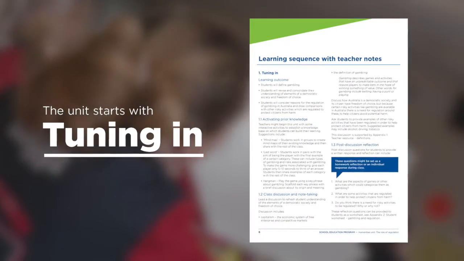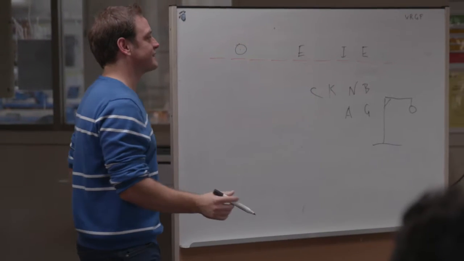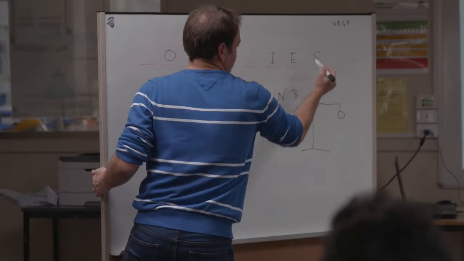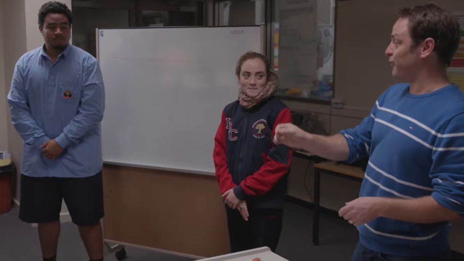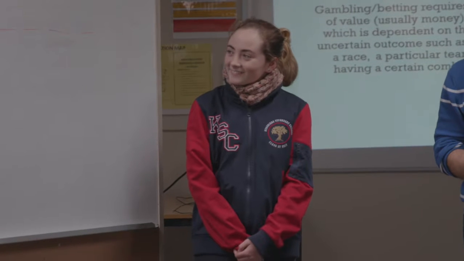The tuning in section of the learning sequence can take an hour or more. How long you spend will depend on your students' existing level of knowledge. You can start with some games or mind mapping to activate their prior knowledge about types of gambling, the risks involved, and the places where they see advertising. The activities suggested on page 6 are just examples. You might have alternative activities in mind.